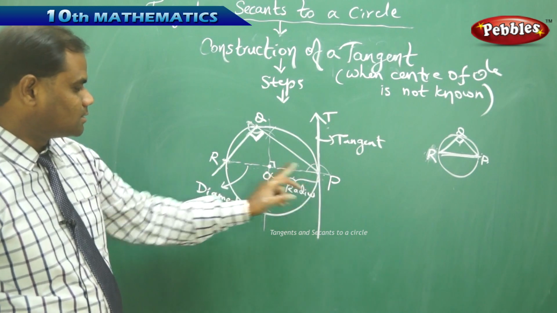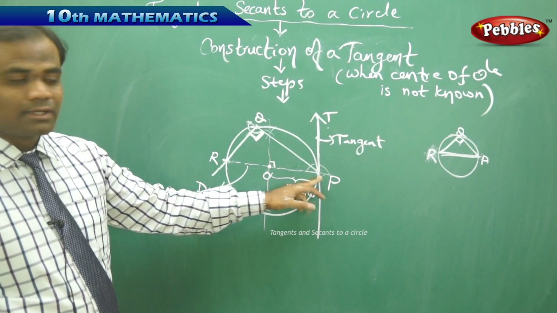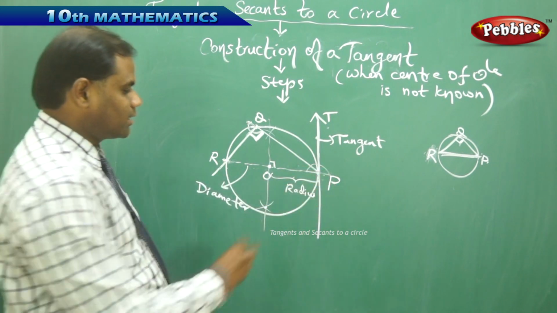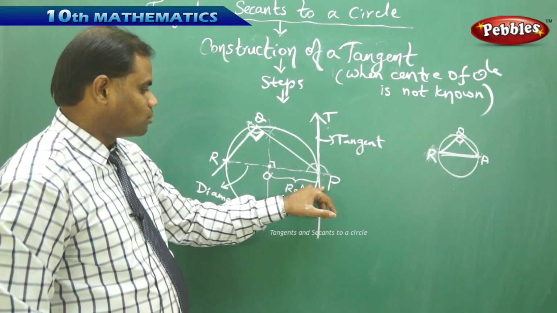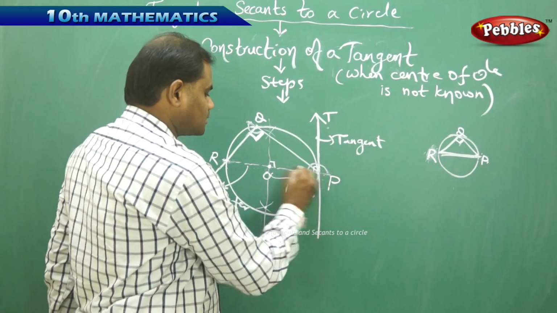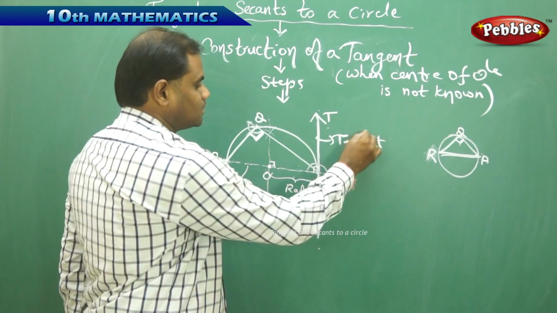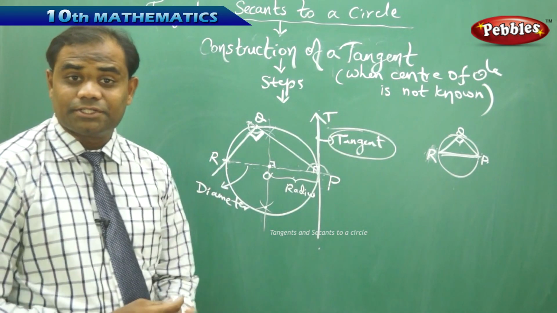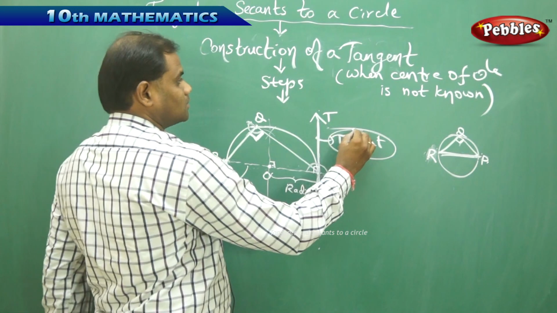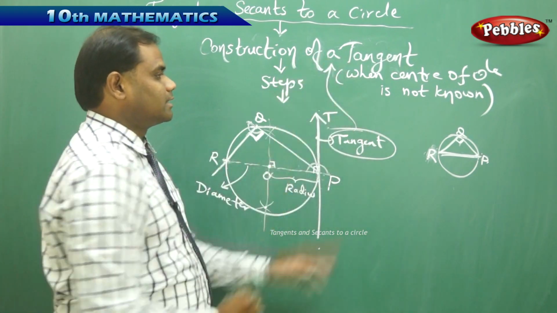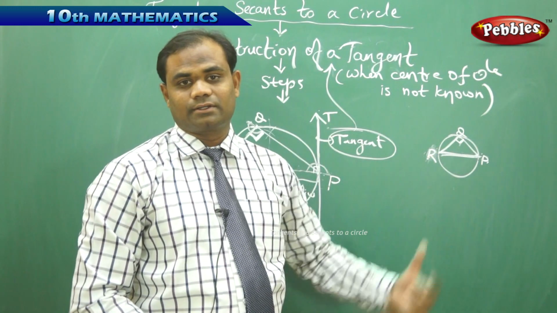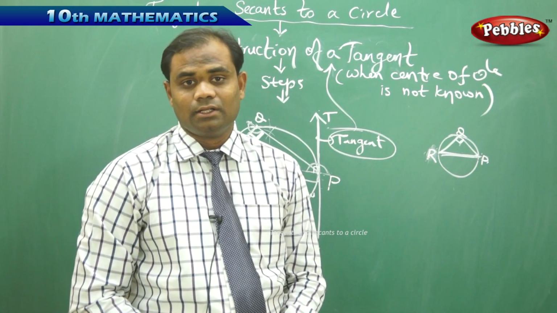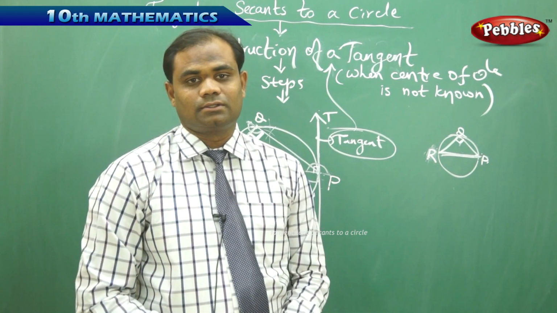Now once I know the center, I know that OP is the radius, and therefore using my protractor here, I measure the angle 90 and pass through P. Therefore, I get the tangent perpendicular to the radius. This is how the tangent is constructed for a circle where the center is not given. This is how we construct the tangent for a circle with an unknown center.